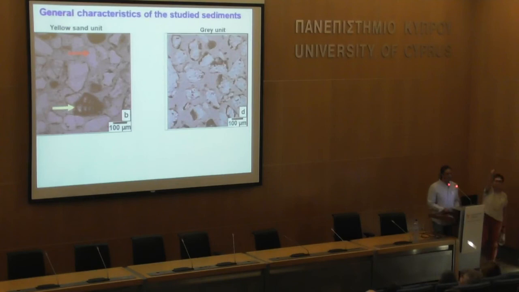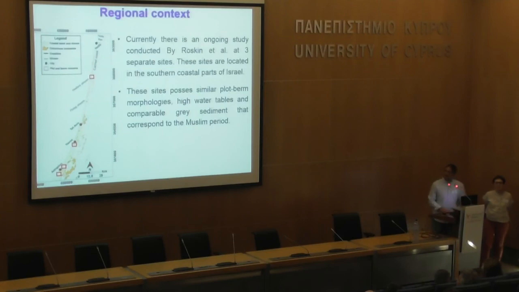Do you have any idea about the extension of that gray layer beyond your study area? It's a great question. Actually, right now there's some more investigation all across the coastal area of Israel, and you can see where I marked with a red square all of the areas which are now identified as areas which were used for early Islamic agriculture, which used the same methodology. These plots and berm morphology are seen, and also the gray sediment is identified there.